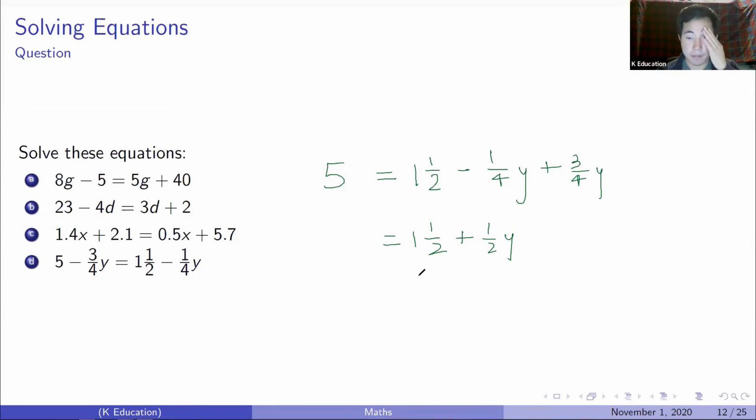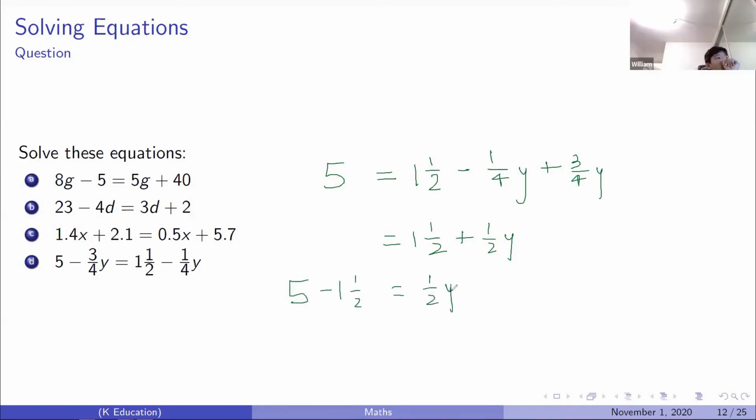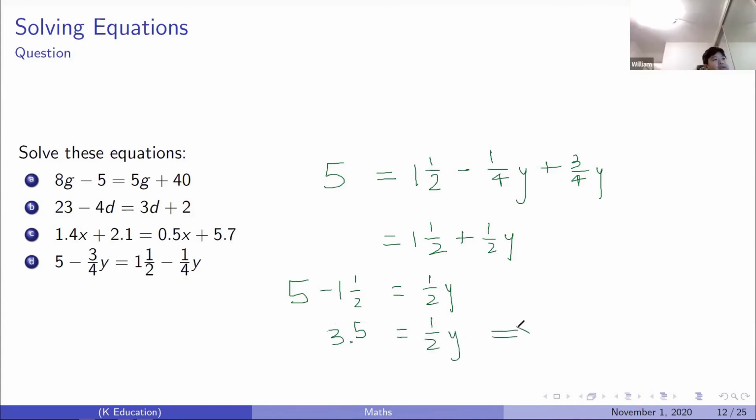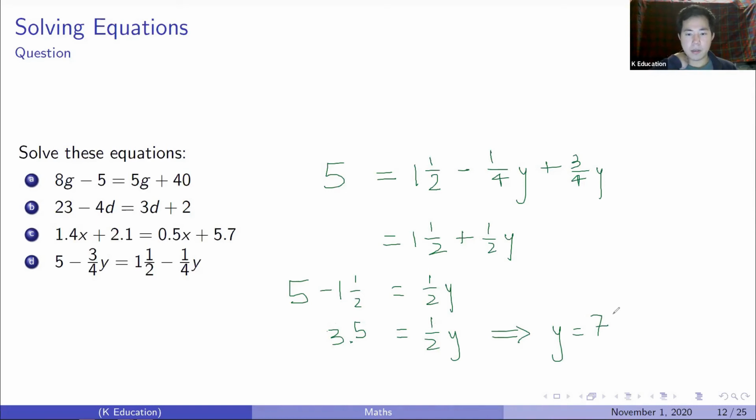We do 5 minus 1.5. 5 minus 1.5. So this is equal to half y. Yeah. And what's 5 minus 1.5? 5 minus 1.5 is 3.5. Yeah, 3.5. And then what is y equal to? Y is 7. Y is 7. Yeah. Okay. Right. 5 minus 1.5, yeah, that is 3.5.